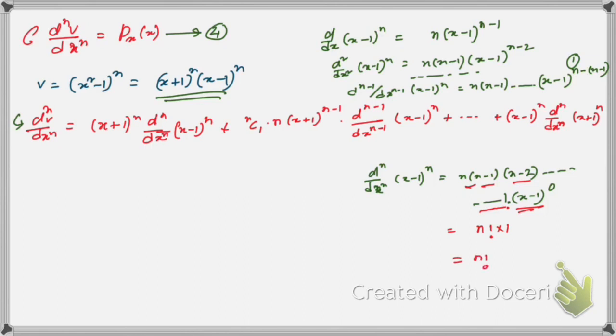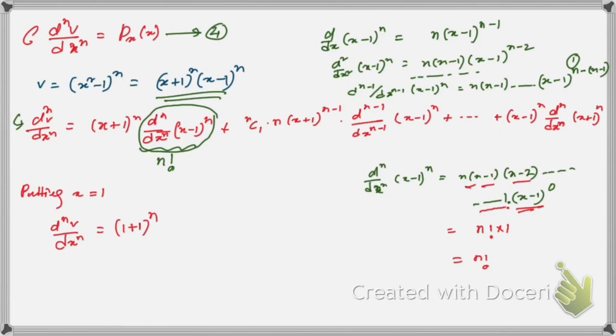So here, from this part, the result of this part you will get is factorial n, right? This is equal to factorial n. So if you put x equal to 1, then you will get this is equal to 1 plus 1 whole to the power n times factorial n. So this value is factorial n.